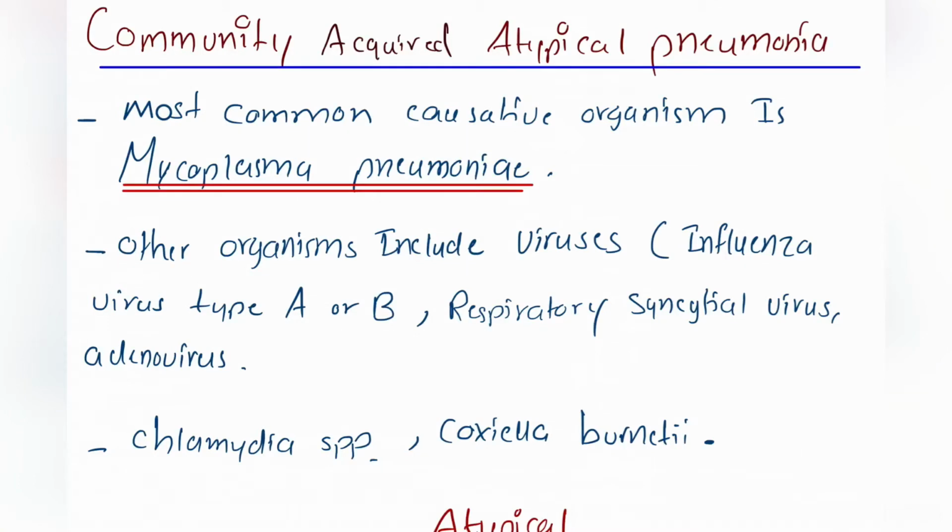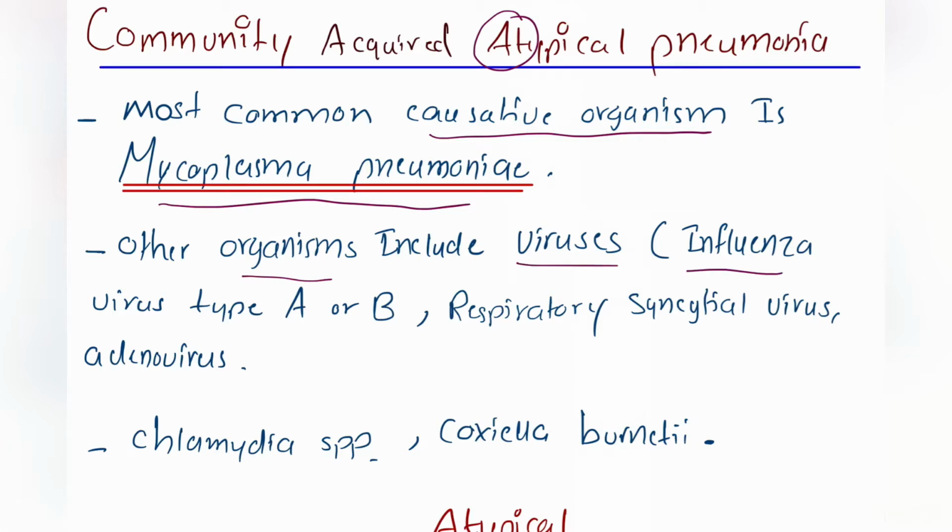Regarding community-acquired atypical pneumonia, the most common causative organism is Mycoplasma pneumoniae. Other organisms include viruses such as influenza virus type A or B, respiratory syncytial virus, or adenovirus. Other organisms include chlamydia species and Coxiella burnetii.